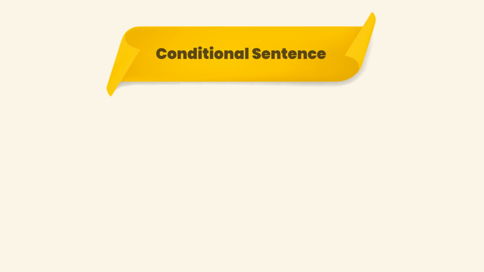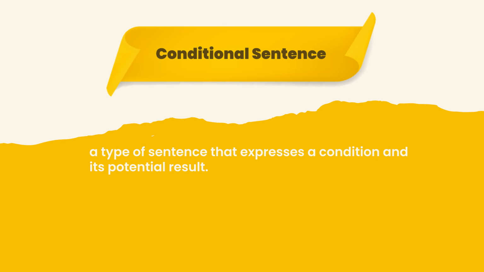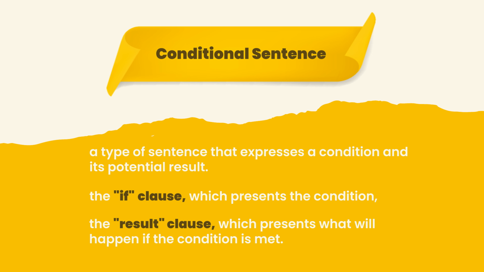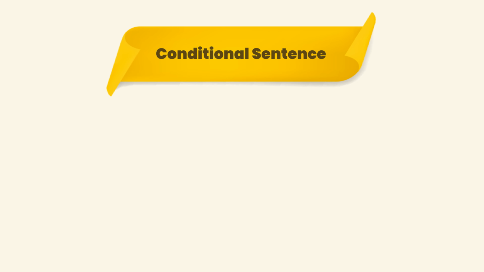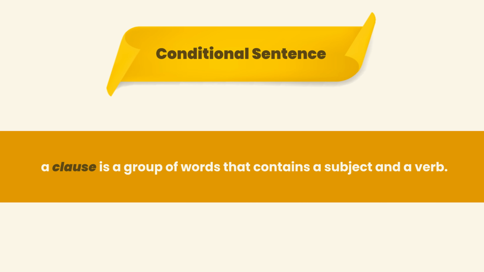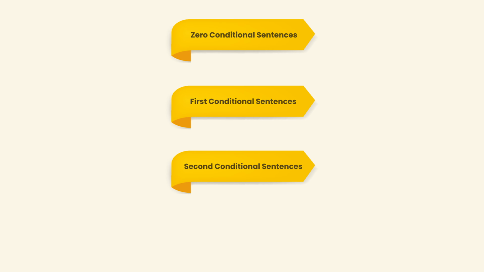Now, let's learn about conditional sentences. A conditional sentence is a type of sentence that expresses a condition and its potential result. These sentences consist of two parts: the if clause, which presents the condition, and the result clause, which presents what will happen if the condition is met. Remember, a clause is a group of words that contains a subject and a verb. There are 4 types of conditional sentences: zero conditional sentences, first conditional sentences, second conditional sentences, third conditional sentences.